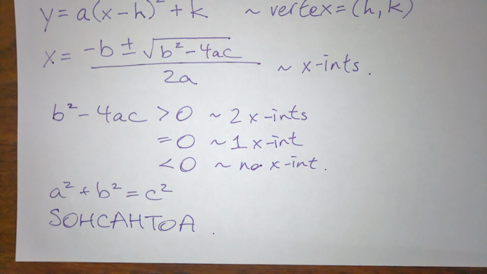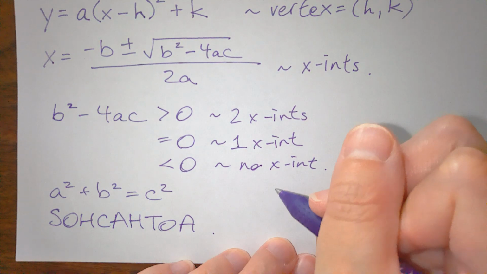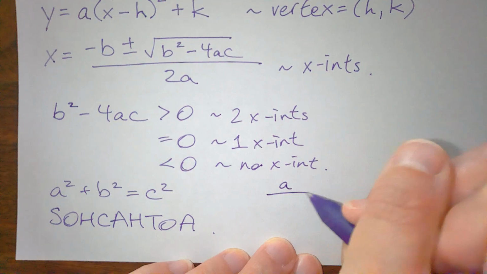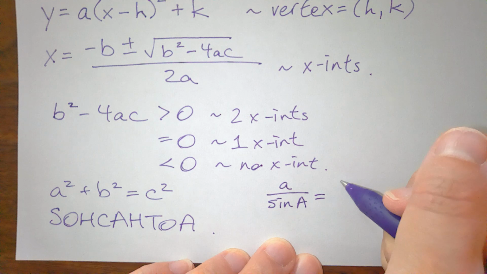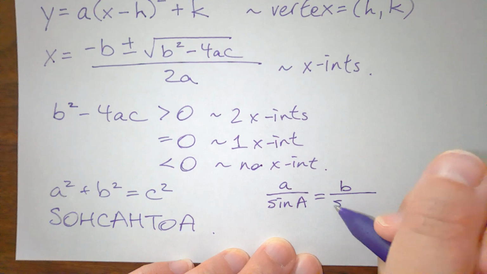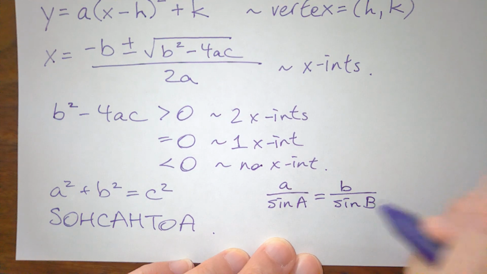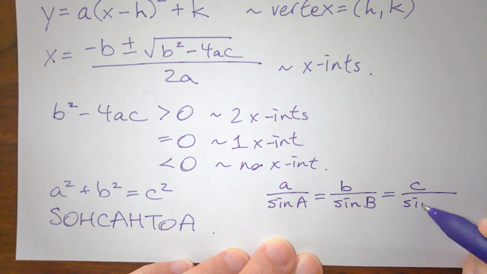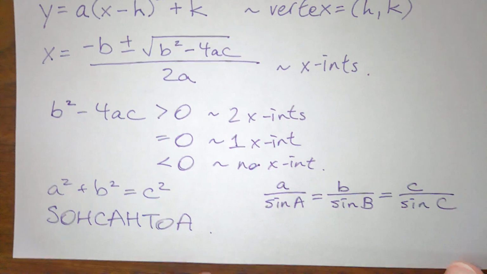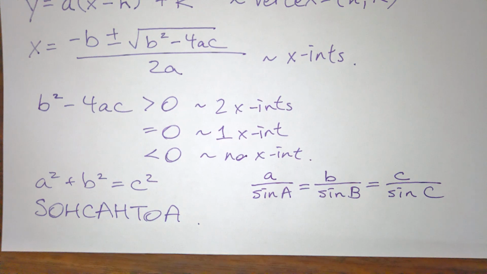Alright. What if it's not a right angle triangle? Alina? Sine law, cosine law. Sine law: a over sine A equals b over sine B. Good. Do I need all three? No, I just need two of them to use the sine law. And then what's the other law? Cosine law.